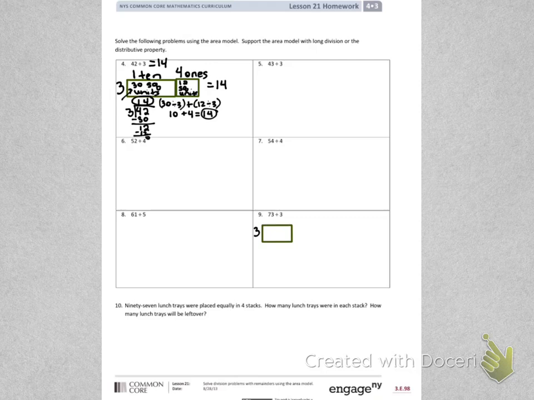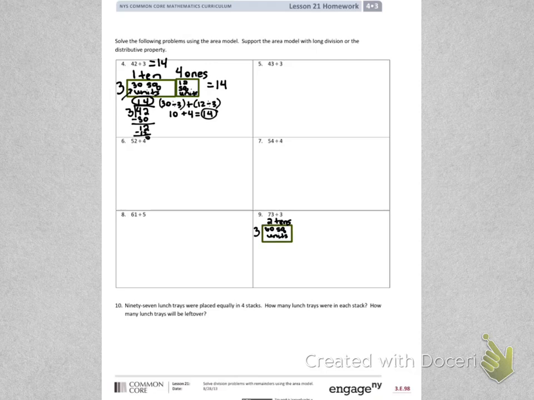So we need to know 3 ones times how many tens gets us as close to 70 as possible. As close to 70 is probably, let's check, 2 tens. That would make 60. If I went up to 3 tens, that's going to make 90, and that's too many. So 3 times 2 tens makes 60 square units. We always multiply length times width. And that's going to leave me with 1 ten left over, which is 10 ones. Added to that 3 ones, we're left with 13.